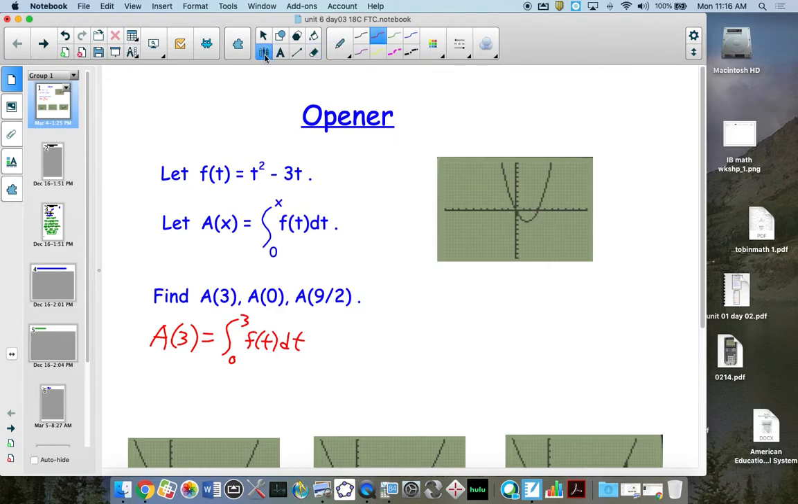Alright, the next one is going to be A of 0. And for A of 0, that's the integral from 0 to 0. But wait a minute, that's no area at all, so we know that answer already is just going to be 0. And then for the last one, A of 9 halves, or 4.5, that'll be the area from 0 to 4.5 of this function.